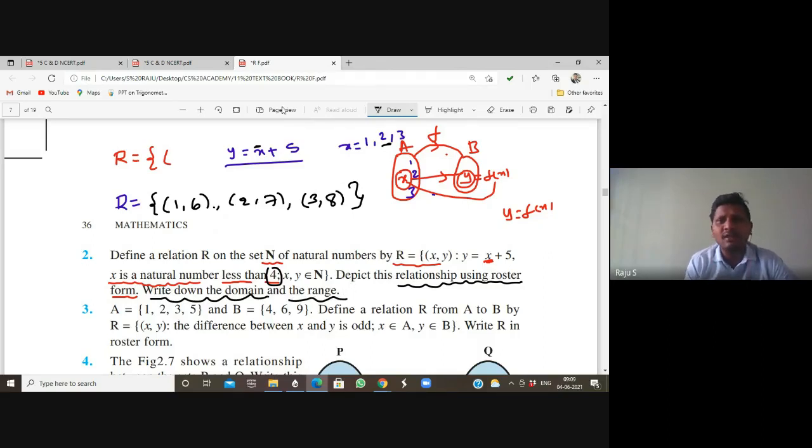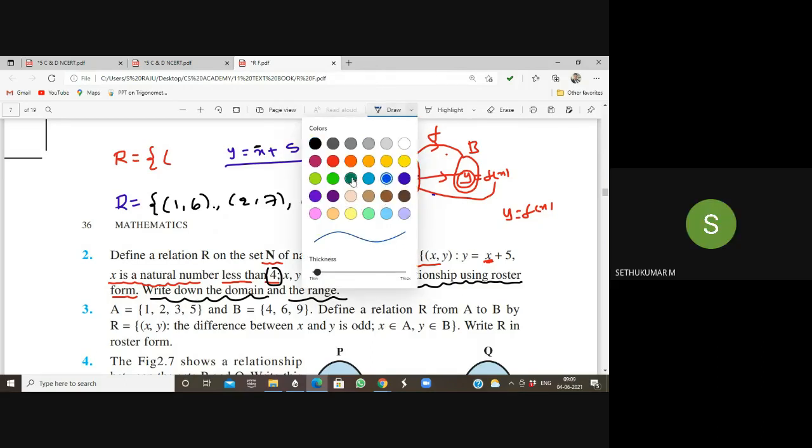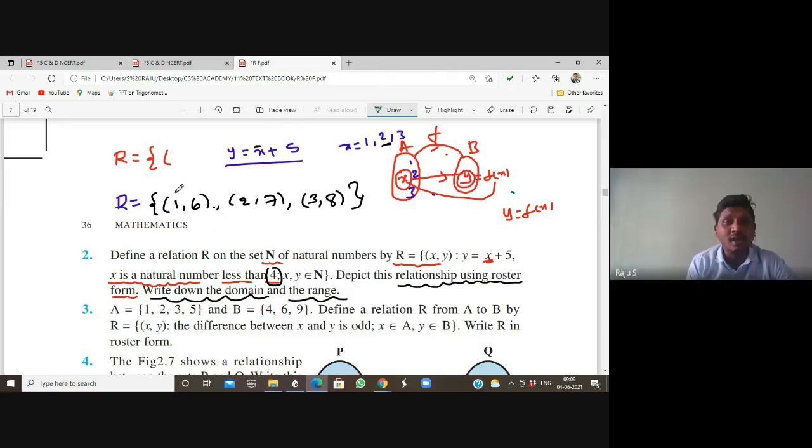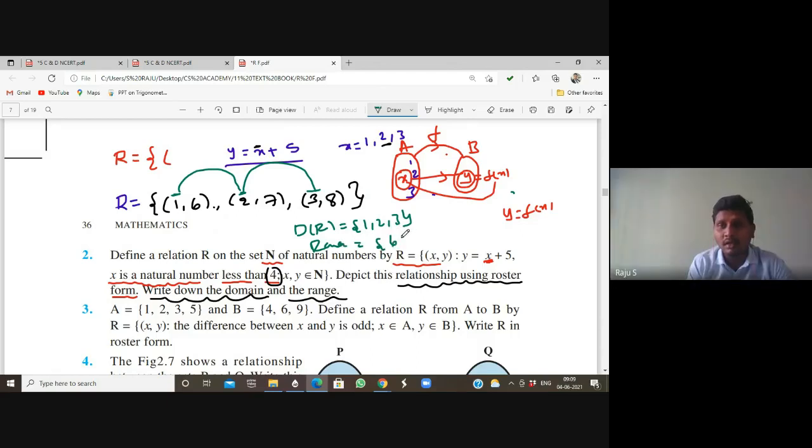Domain and the range. Can anyone tell what the domain is here? Domain: 1, 2, 3. Yeah, the set of all first elements or first components is given by the domain. So the domain of the given relation is 1, 2, 3. What is the range? 6, 7, 8.